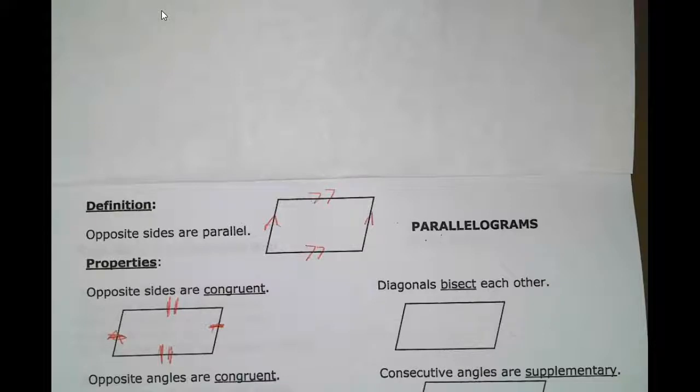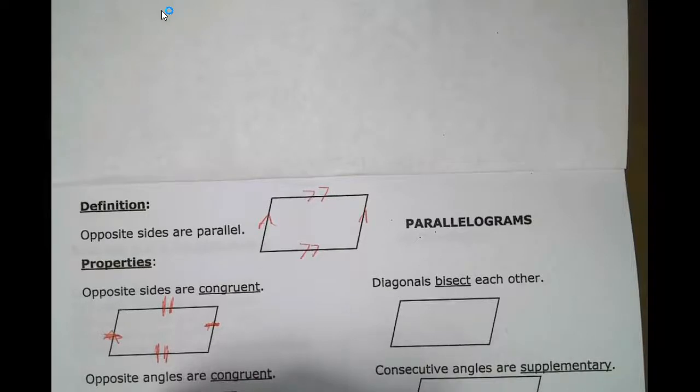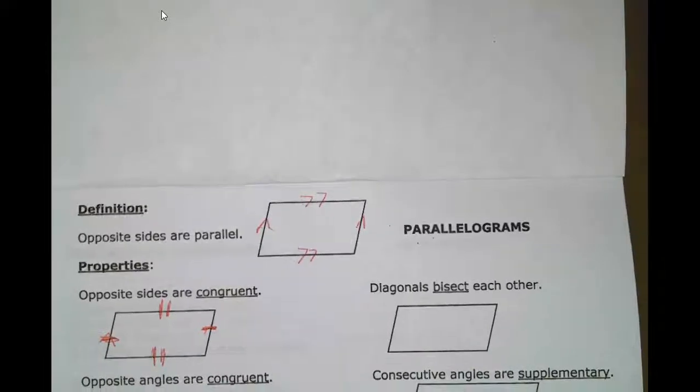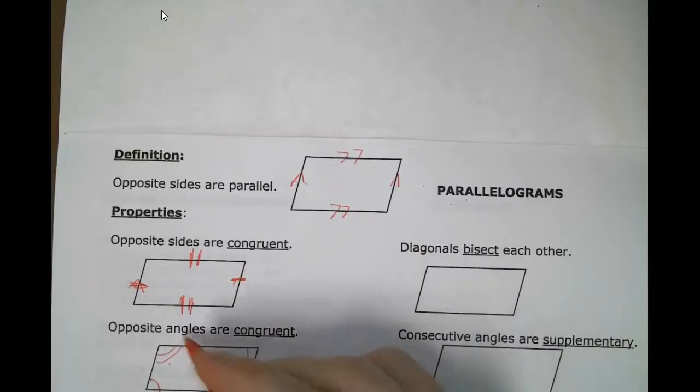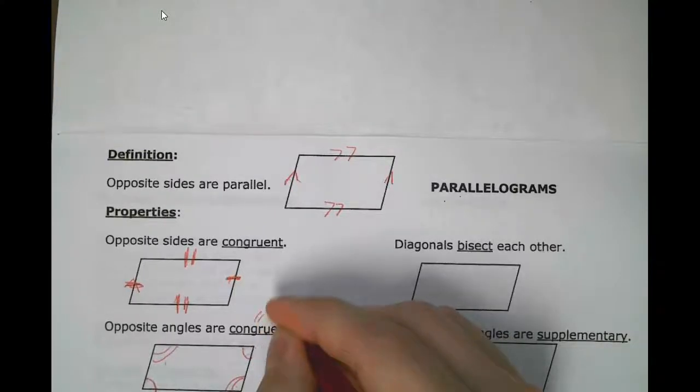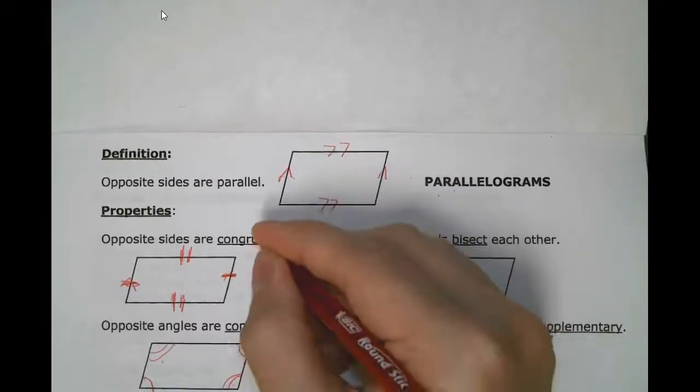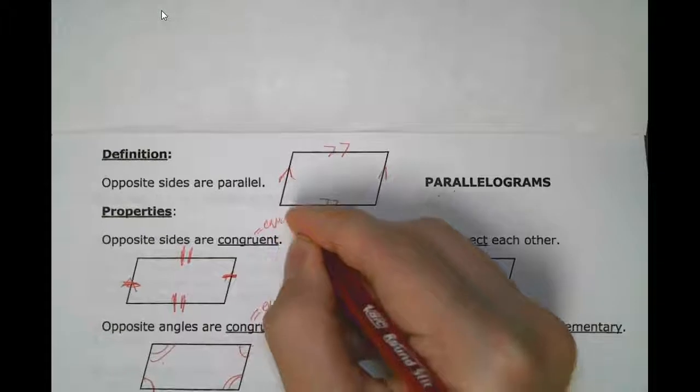Opposite angles are congruent. This is the same as this. This is the same as this. If you notice, this is an acute, this is an acute, this is an obtuse, this is an obtuse. The two acute are equal. The two obtuse are equal. Congruent means equal. Or equal measurement, I should say.